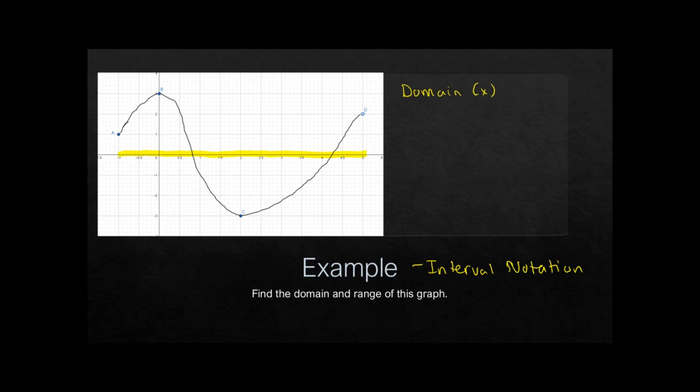So the most left part of the graph is at -1 where it starts, and then it ends at 5. So I didn't do a very good job at ending at 5. Let me try this again. That looks much better. There we go. So it starts at -1 and it ends at 5.